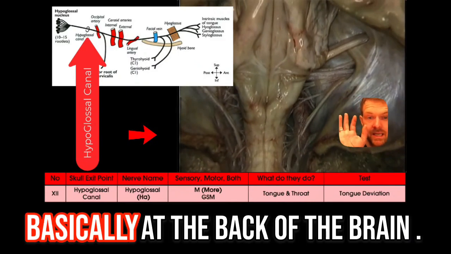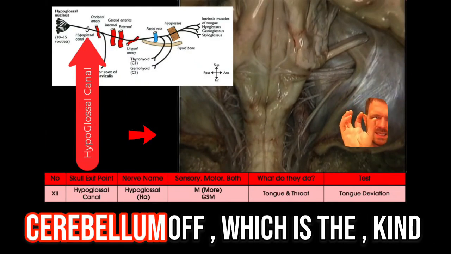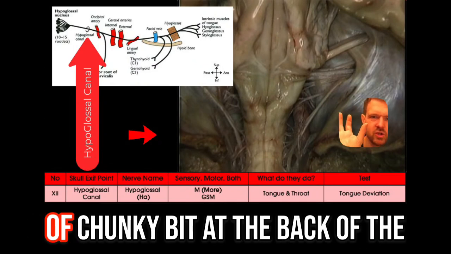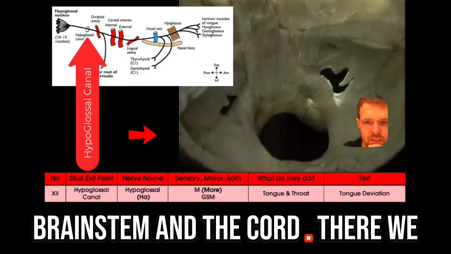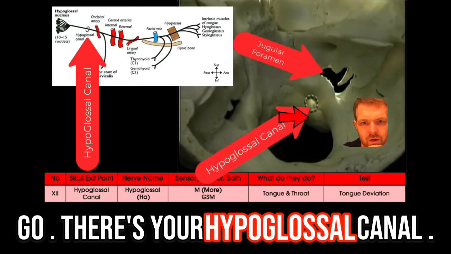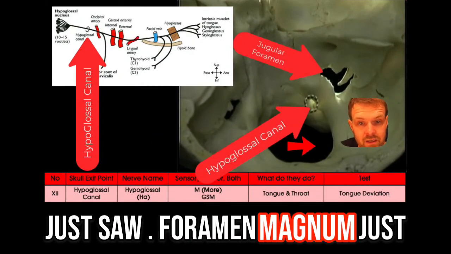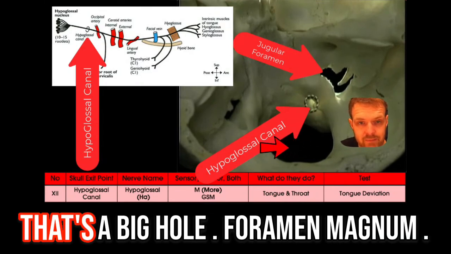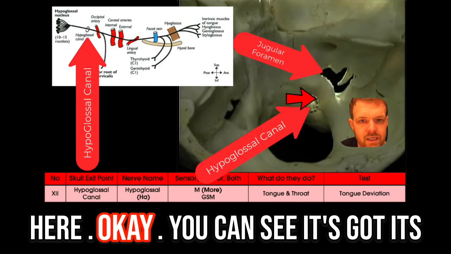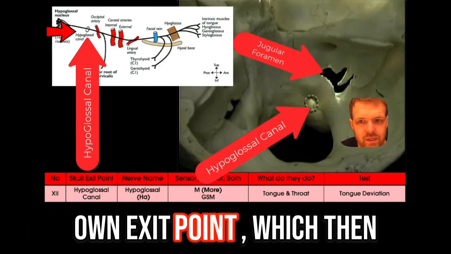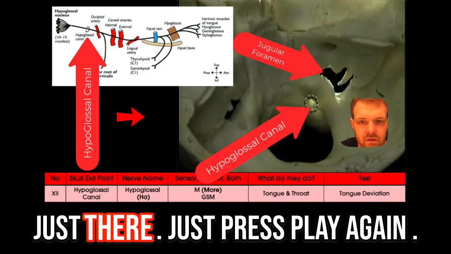But we're looking basically at the back of the brain. Okay, they've obviously taken the skull off. They've taken the cerebellum off, which is the chunky bit at the back of the brain, so that you can see the brainstem and the cord. There we go. There's your hypoglossal canal. That's similar to the image that we just saw. Foramen magnum just here. Foramen means hole, so that's a big hole. Foramen magnum, and then jugular foramen just here. Okay, so you can see it's got its own exit point, which then corresponds with the schematic just there.